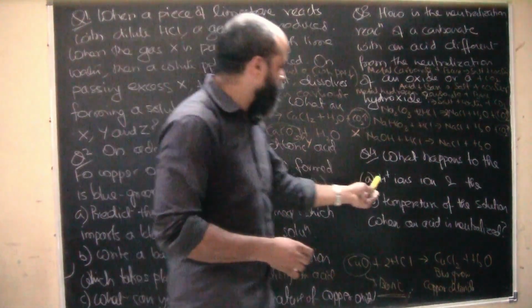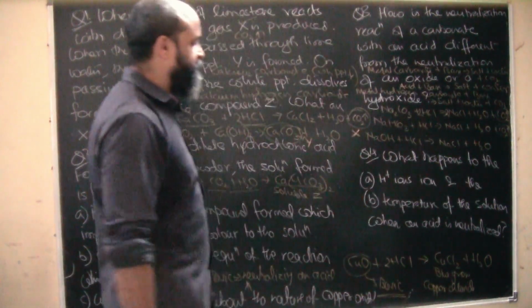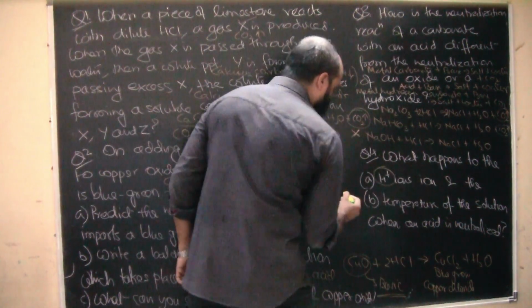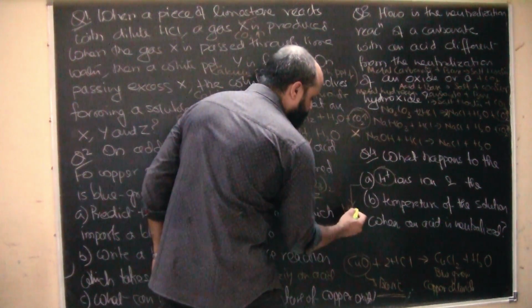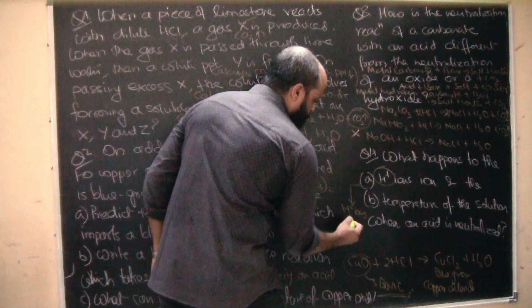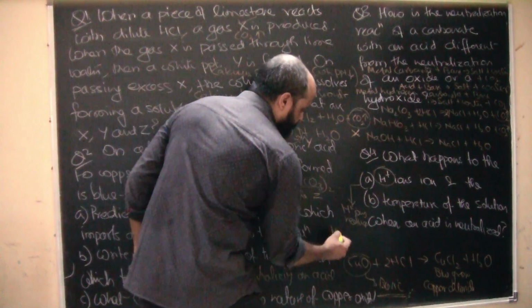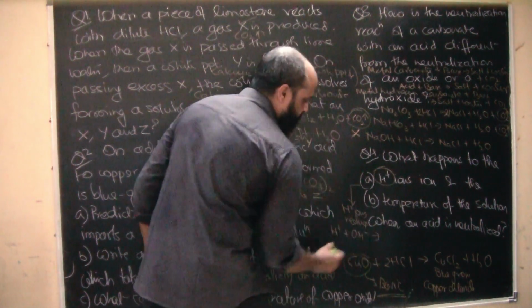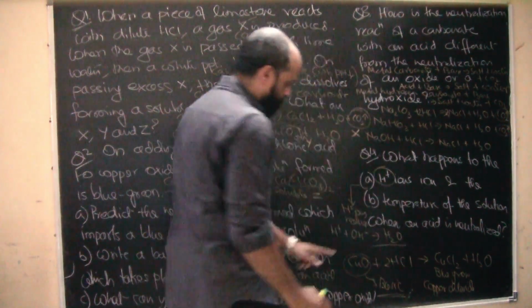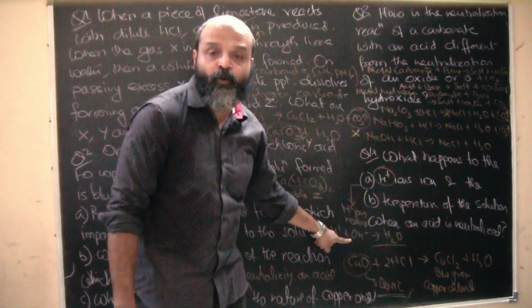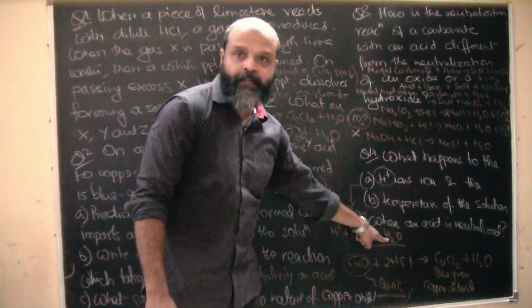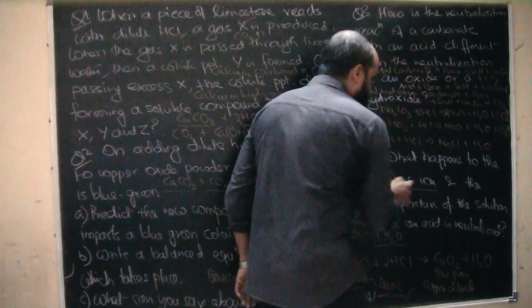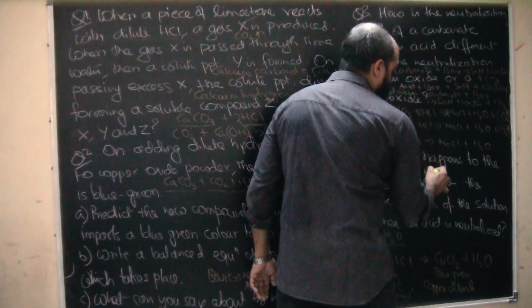What happens to the concentration of H plus ions and the temperature of the solution when an acid is neutralized? The concentration of H plus ions reduces or becomes neutral because the H plus ions combine with the OH minus ions of a base in the neutralization reaction to form H2O. So the H plus ions react with OH minus ions from the base to give water, and that's how we get salt and water. So H plus ions are neutralized.